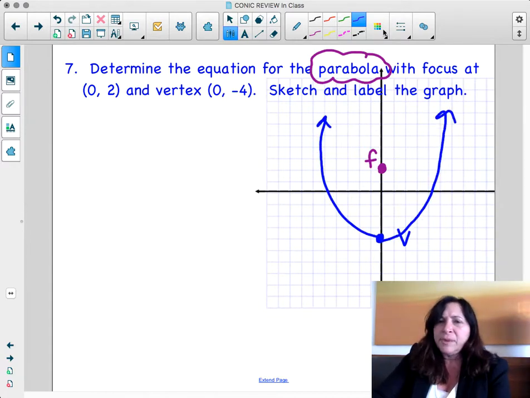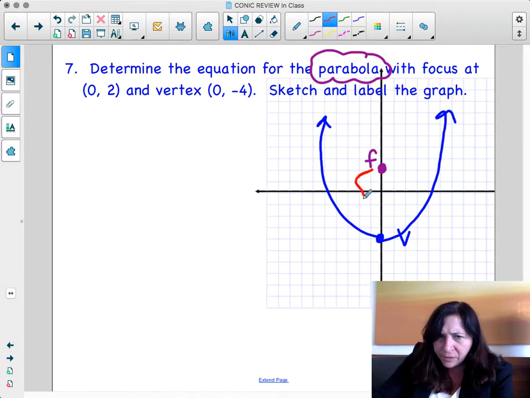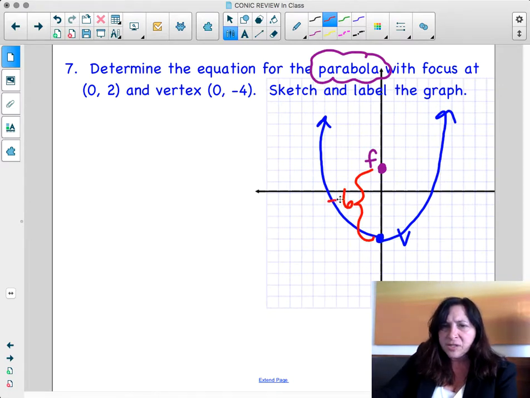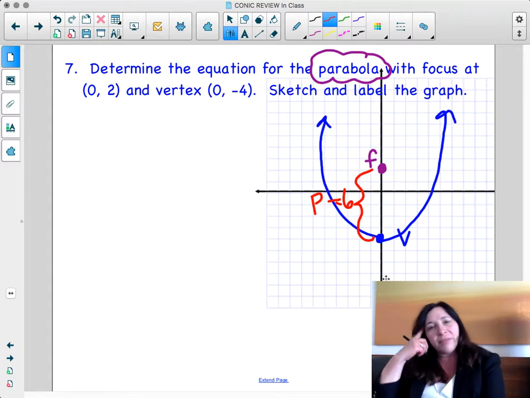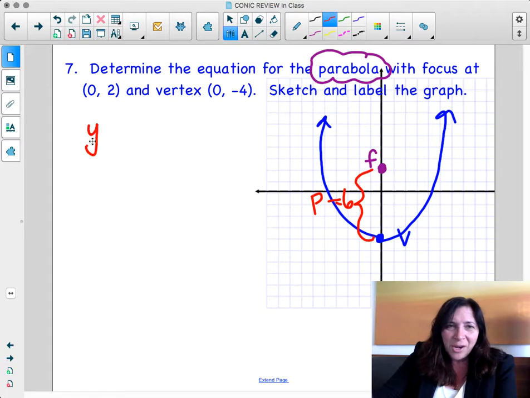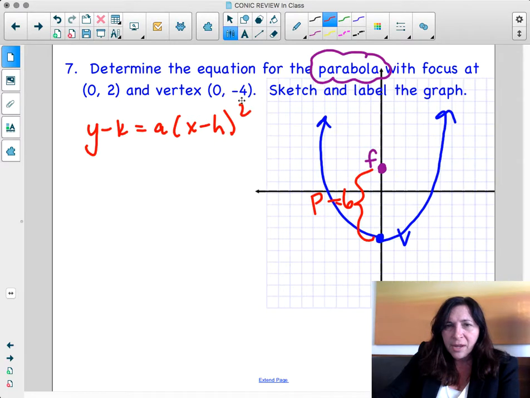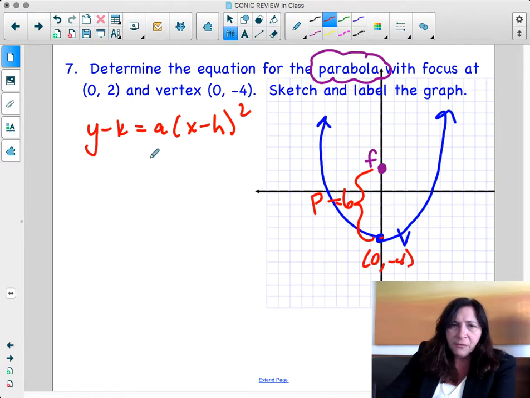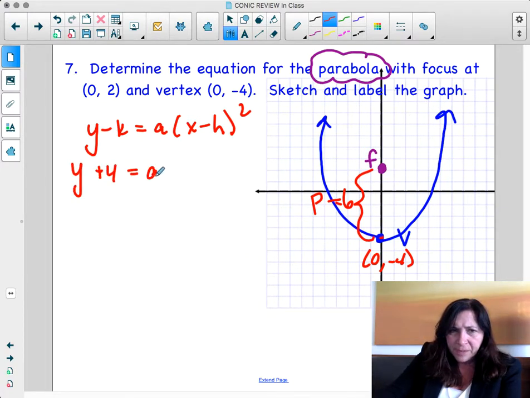It also tells me that the distance from my focus to my vertex is, what is it? -4 here, 2 here, 6. So 6 is equal to P. So what that means is that because it's a happy graph, we're going to go y minus k equals a times x minus h quantity squared. So my vertex is right here at 0, -4.